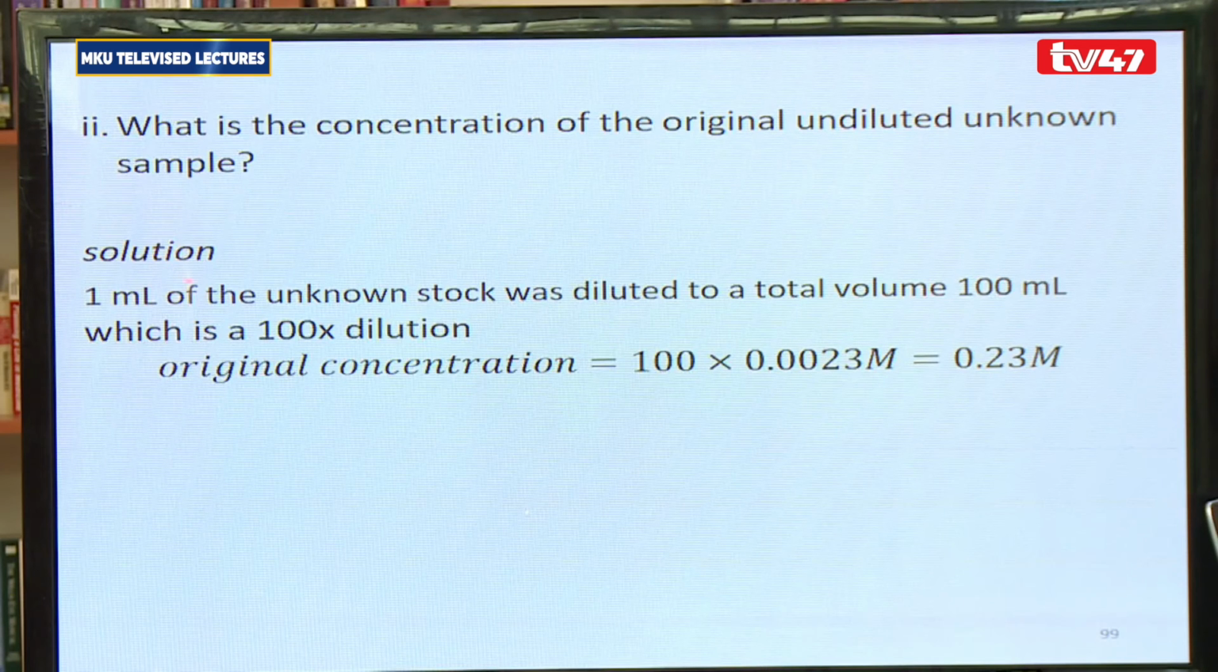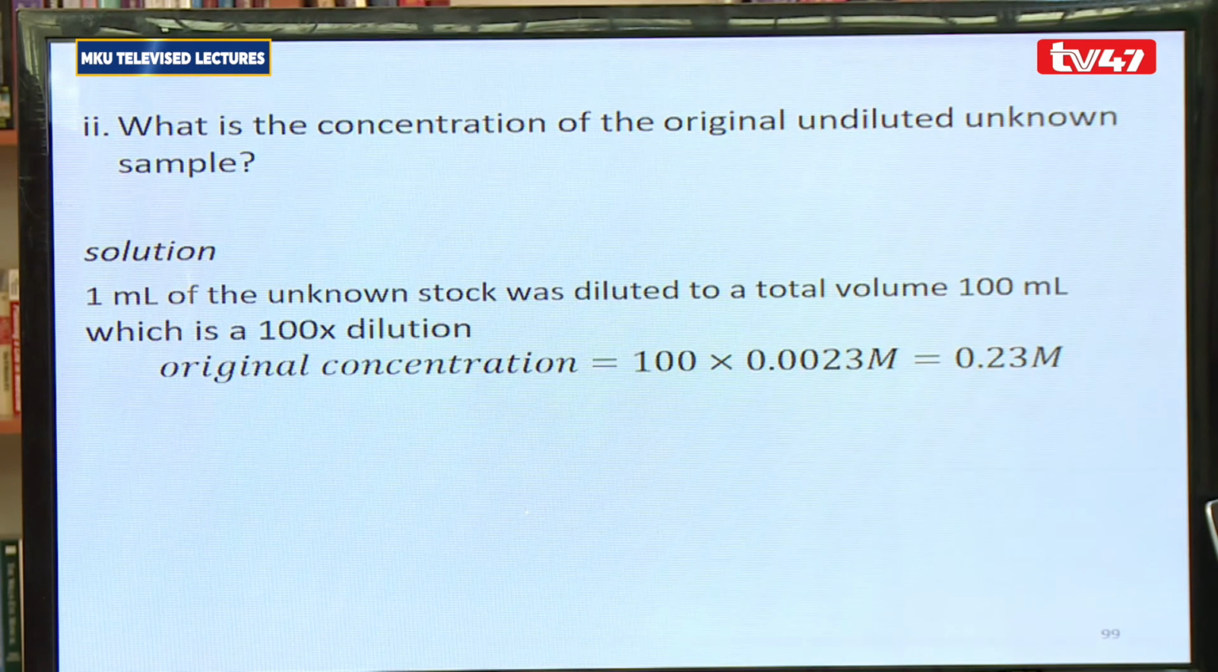So the solution was diluted as follows. 1 ml of the unknown stock, because it is a solution whose concentration you didn't know, was diluted to a total volume of 100 milliliters. This means 100 times dilution. And therefore, if we want to get the original concentration, we need to multiply the concentration obtained from the previous section, which is 0.023. If you multiply this concentration by 100, then you get the concentration of the original sample, which is 0.23 molar.